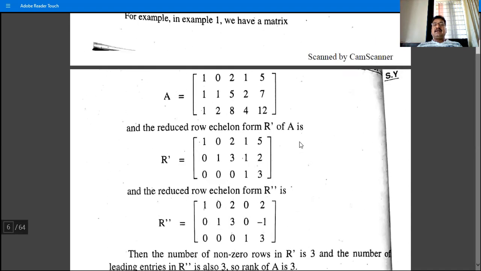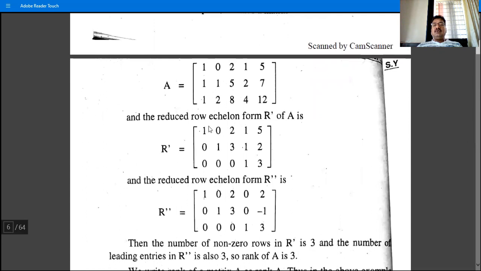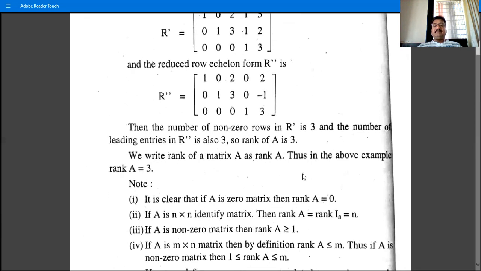So what is the rank of the matrix? We have to reduce the matrix to either row echelon form or a reduced row echelon form. And the number of non-zero rows in this row echelon form or reduced row echelon form is the rank of that matrix. So if you observe this reduced row echelon form or this row echelon form, the number of non-zero rows is 3. This is a non-zero row, this is a non-zero row, this is a non-zero row. So rank of A is 3.